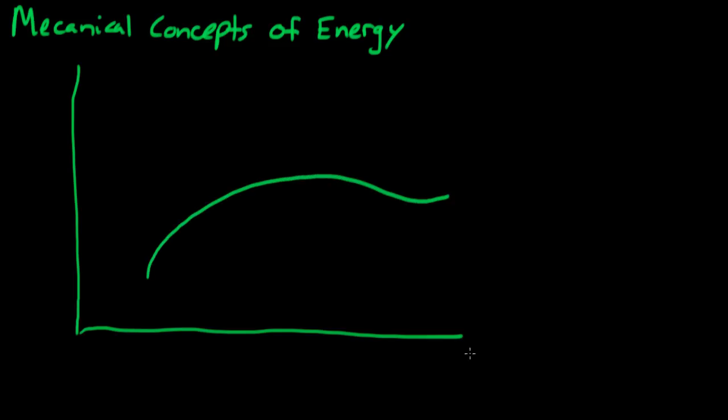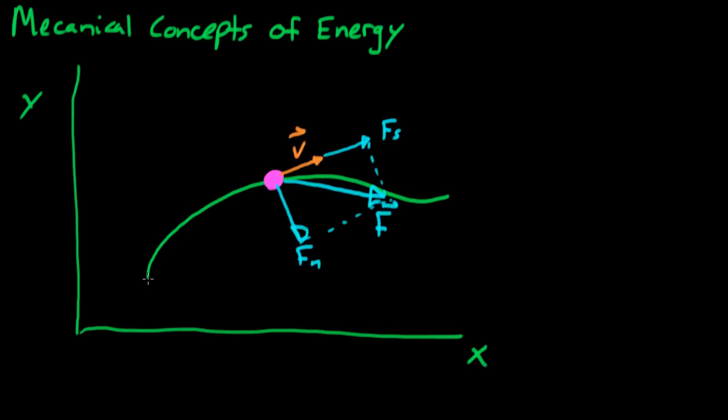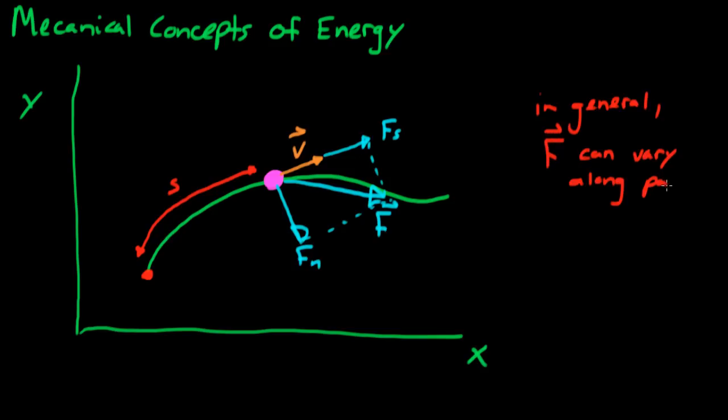And so we've got some path in an XY coordinate frame with a particle moving along on it. The particle has some velocity vector v, and acting on it are two forces, a force along the path and a force normal to the path. The force along the path changes the speed of the particle, and the normal force changes the direction. We measure the distance traveled along the path using the value of s, and in general, the force on the particle can vary as we move along the path. Let's define some state 1 with a velocity 1 and a position s1, and some state 2 with velocity 2 and position s2.